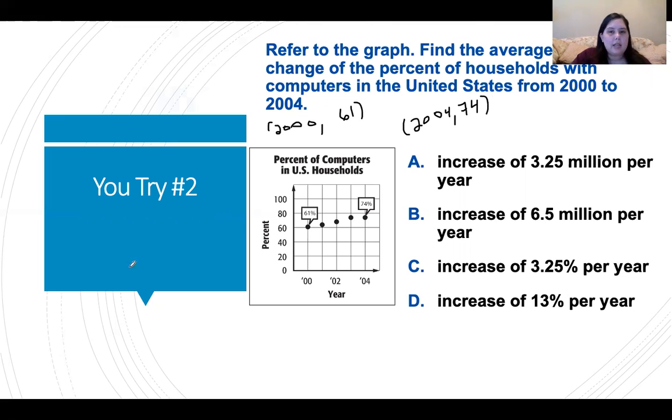So what we're going to use here is 74 minus 61, all over 2004 minus 2000. You should notice that time is pretty much always in the denominator because it is our independent variable. That's not something we ever really have control of. So that's going to be your x values.